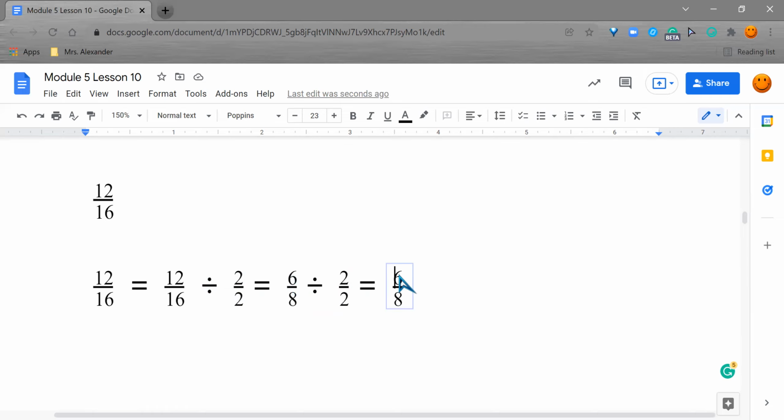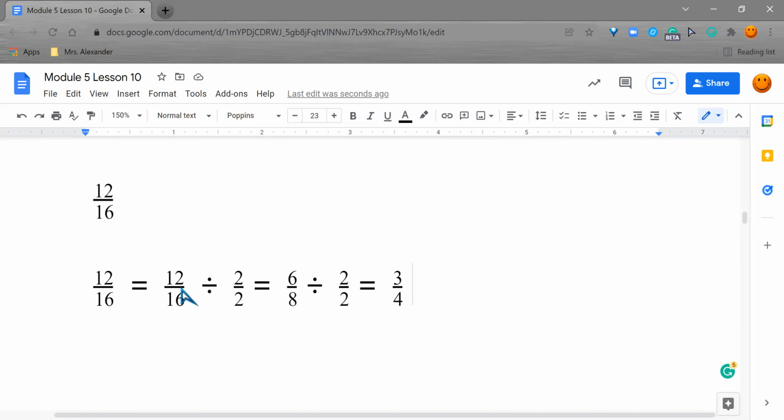Or we can say 6 divided by 2 equals 3. And 8 divided by 2 equals? So what number times 2 gives us 8? Very good. It is 4. And if you look, we have a prime number in 3 over 4. So we have now reduced it to its simplest fraction.